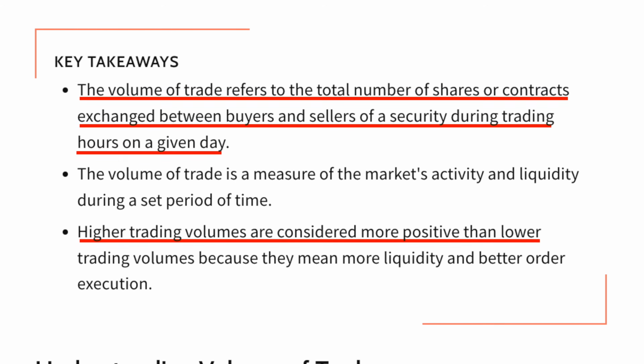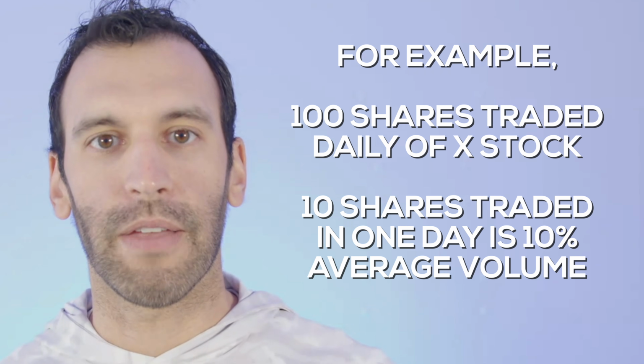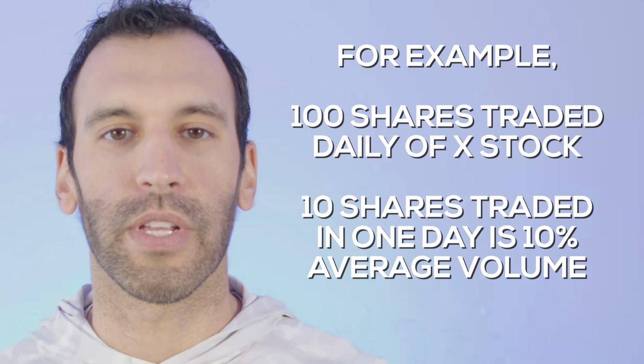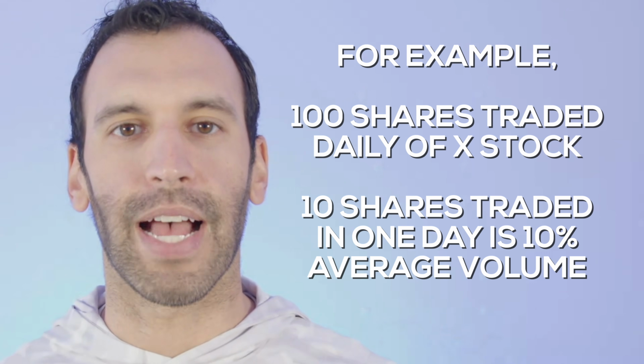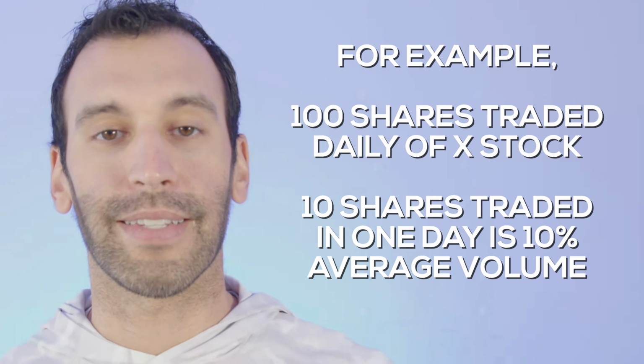So what exactly is the volume when it comes to the stock market? It's the number of buyers and sellers or the transactions that are happening that day. So if you have 100 shares that are traded per day of X stock and you get 10 shares that are traded in a day, that's 10% of average volume. So the question becomes, how do you track that? How do you see that?